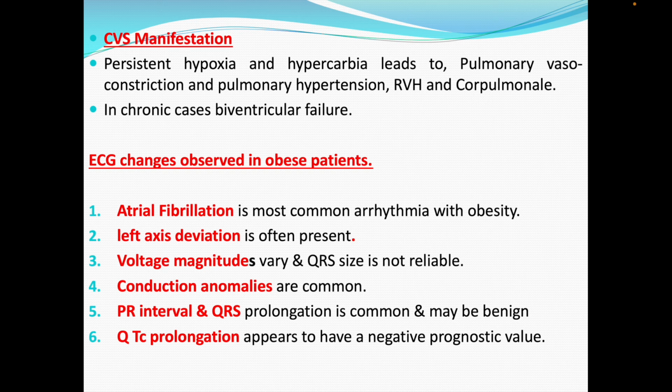ECG changes observed in obese patients are atrial fibrillation, the most common arrhythmia. Left axis deviation because of the big size of the heart. Voltage magnitude varies and QRS size is not reliable. Conduction abnormalities are common. PR interval and QT interval prolongation is common and may be benign. QTc prolongation appears to have a negative prognostic value.